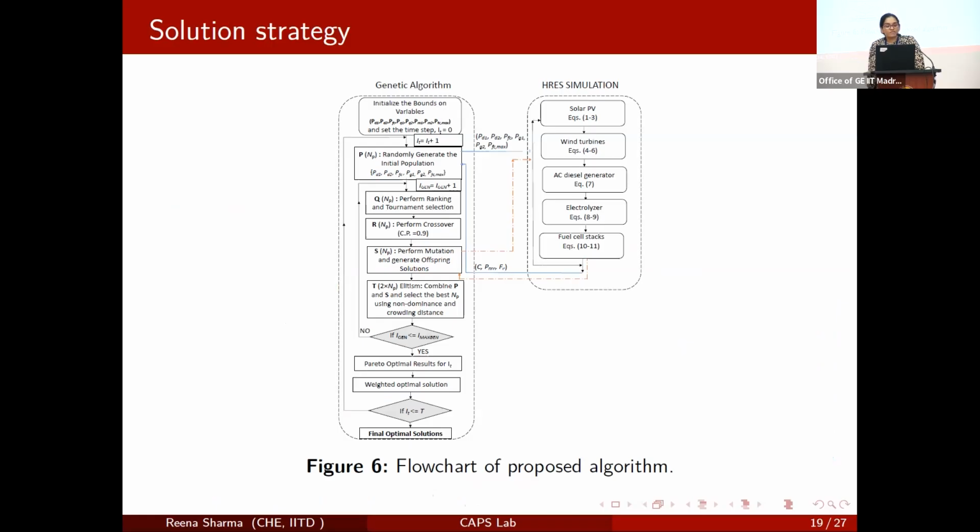After initialization, the decision variables are passed to the HRA simulation for calculating the values of all three objectives. Then, after calculating the values of all the objectives, ranking, crossover and mutation are performed to generate the offspring solutions. These offspring solutions are combined with the parental solutions, and with the help of non-dominated sorting and crowding distance, we find the elite. This elite is considered as the initialization solution for the next generation. This process takes place until the generation count is less than or equal to the maximum generations. When we reach that point, we stop and get the Pareto optimal results.